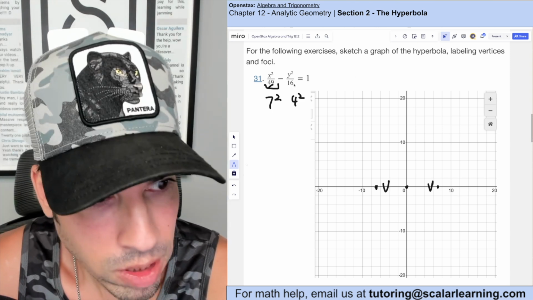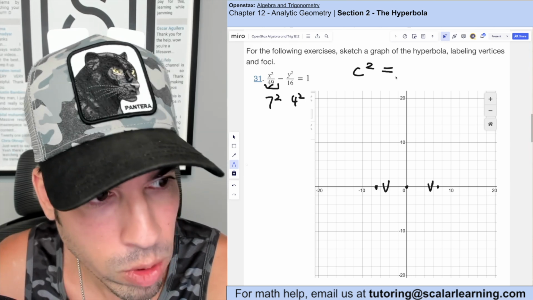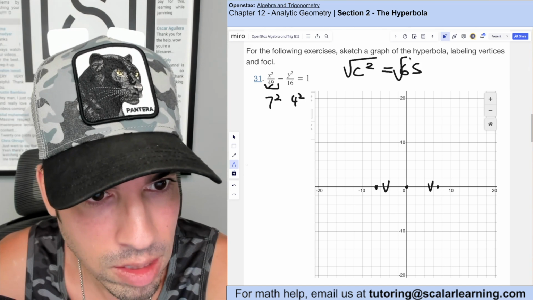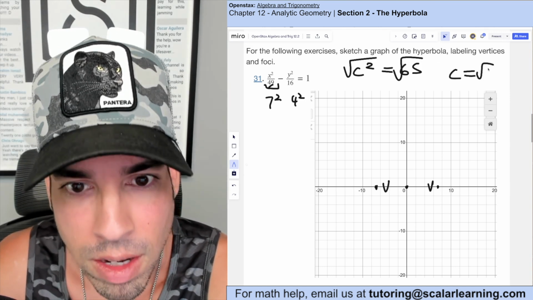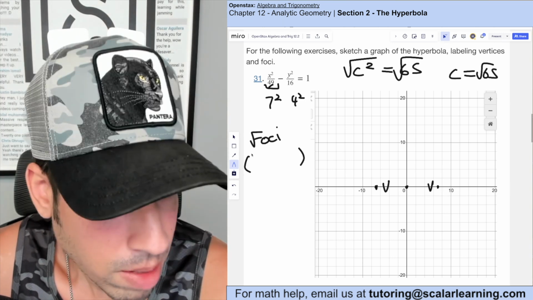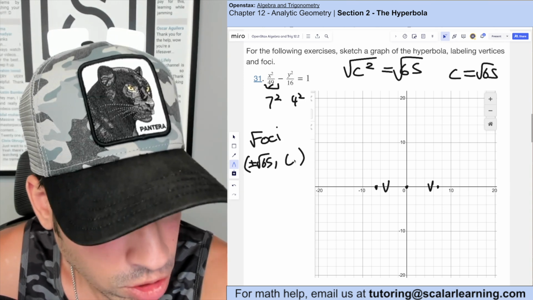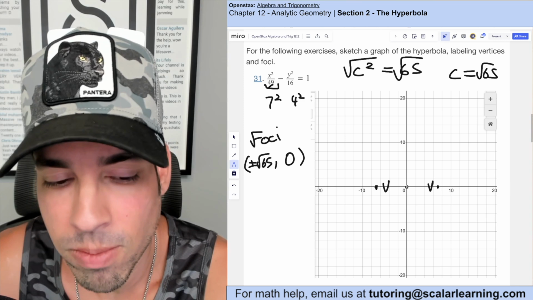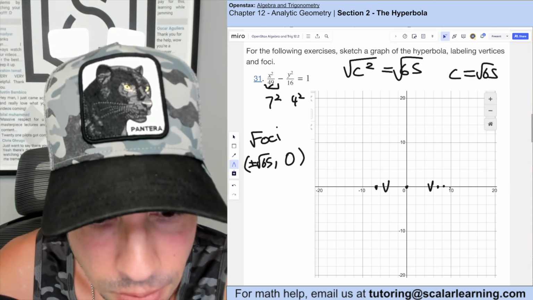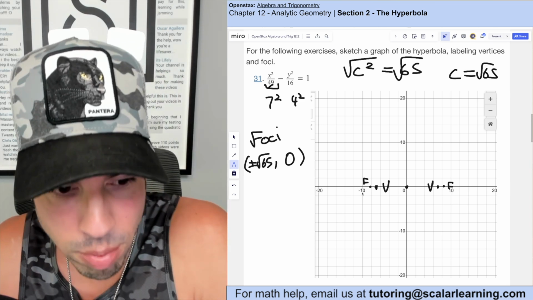Now to get the foci, I need to know what c is, and the equation is c squared equals this plus this, 49 plus 16, which is 65. And that means c is equal to the square root of 65. And that means my foci, again, going left and right on that same axis, are plus or minus rad 65, comma 0, right? Same as that y coordinate for the center. So square root of 65 is pretty close to 8. So I'd say my foci would be here and right here. Approximately 8 and approximately -8.